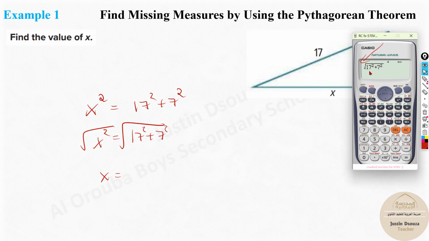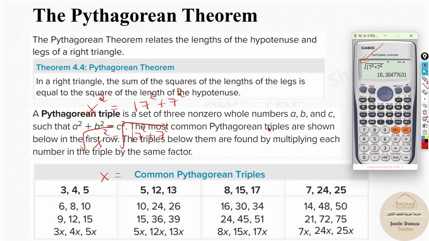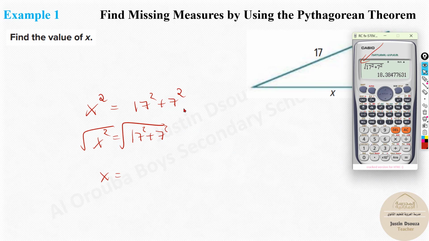Now, if you recall, this was a Pythagorean triple, 8, 15, 17. Sorry, my bad. It is not a Pythagorean triple. I got confused. 8, 15, 17. Apologies, here the value is 18.38.